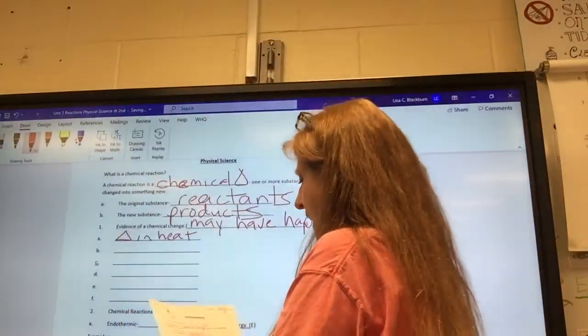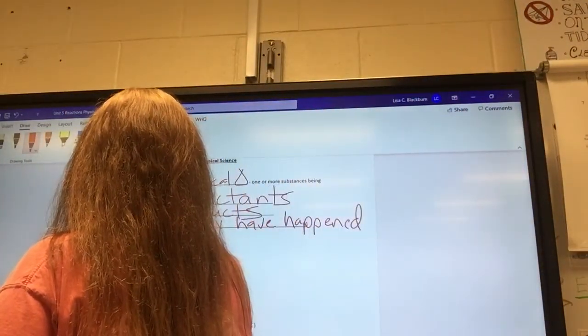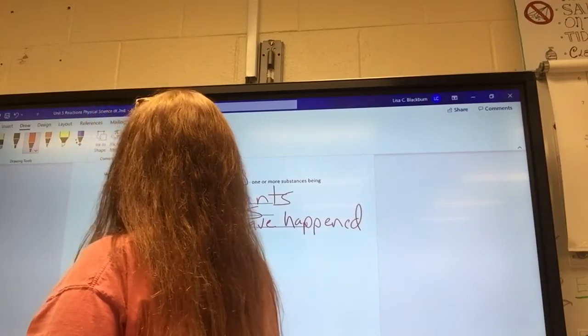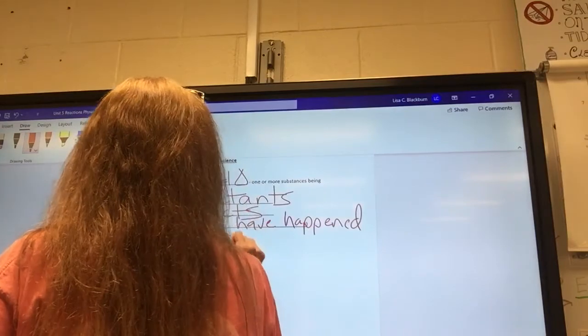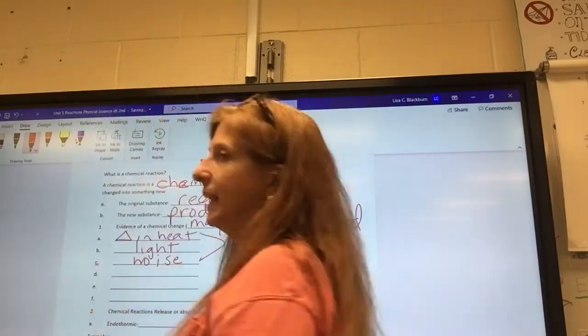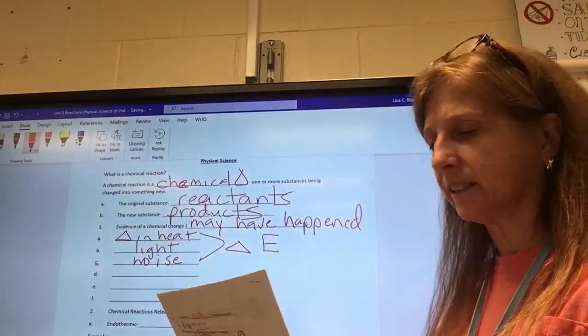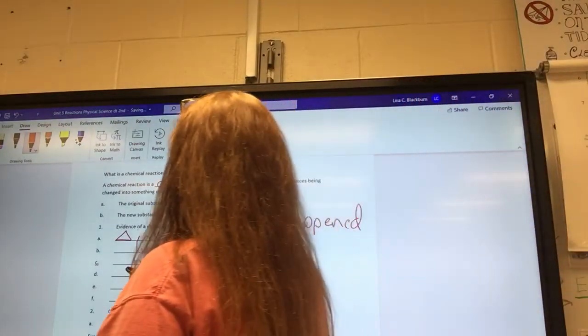Another one that we had was light, and we also had noise. These three are all a change in energy. Big E is energy in science. We also had a color change.